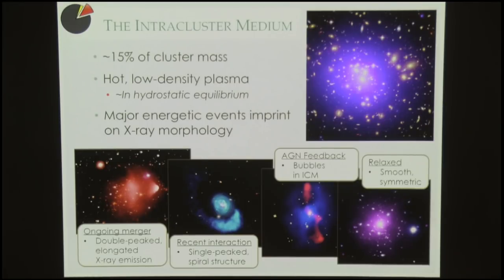In the optical, it's not as obvious. Long after these galaxies settle down into more of a spherically symmetric distribution, you see those signatures in the X-ray. So this is a past merger, Abell 2052, and this is a sloshing arm.